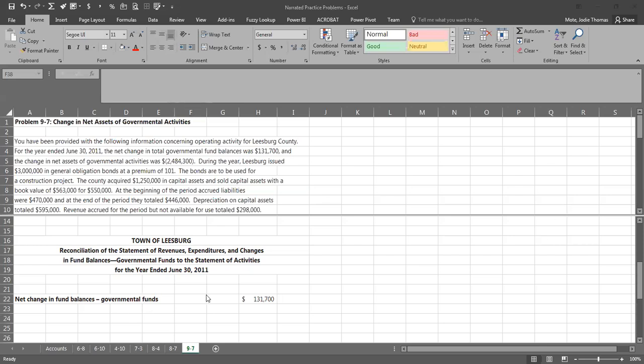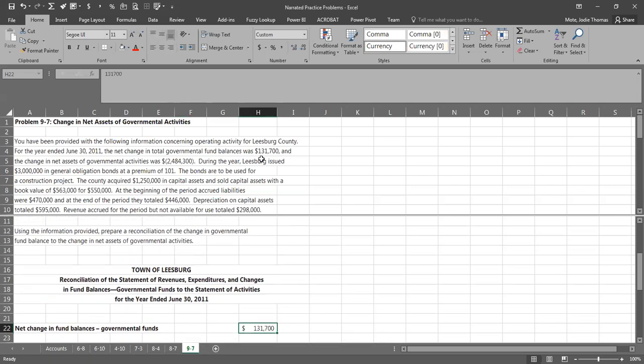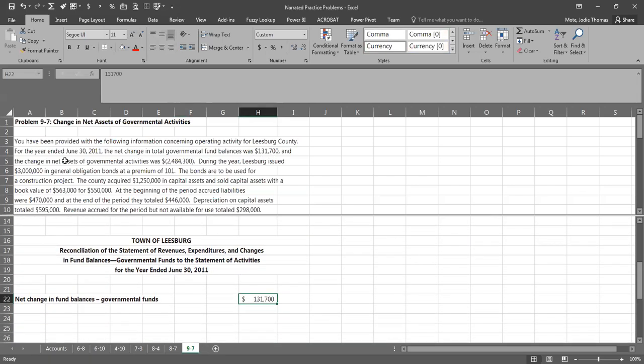Okay, so we're going to start here with our change in fund balances from the governmental funds of 131,700, that's given here in the problem, and we're trying to get to the net change in governmental activities of negative 2,248,400.